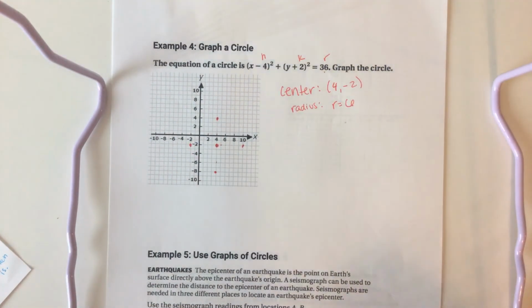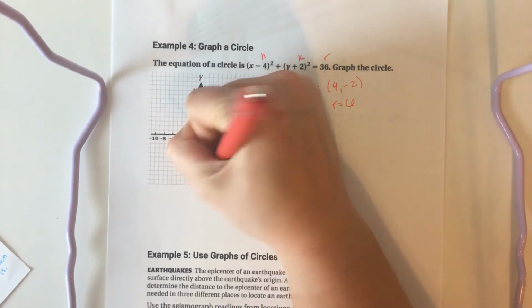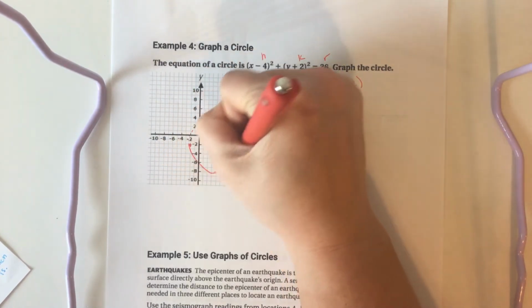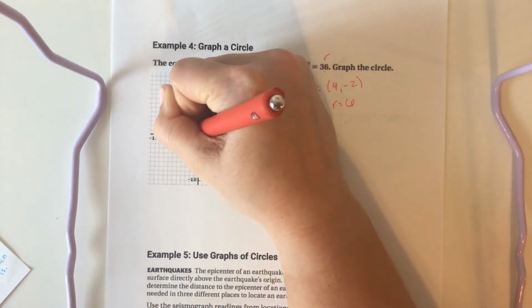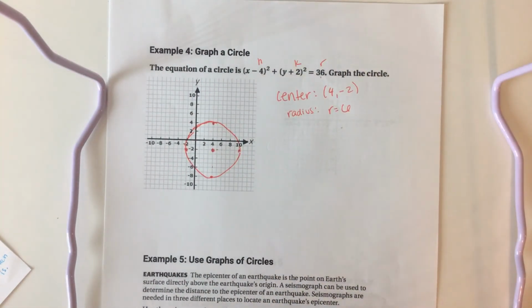From here, I'm just going to do my best and make a circle. It's not going to be perfect. If you are a perfectionist, you could break out your compass. I left mine at school, so that's as good as it's going to get. And that's how you graph it.